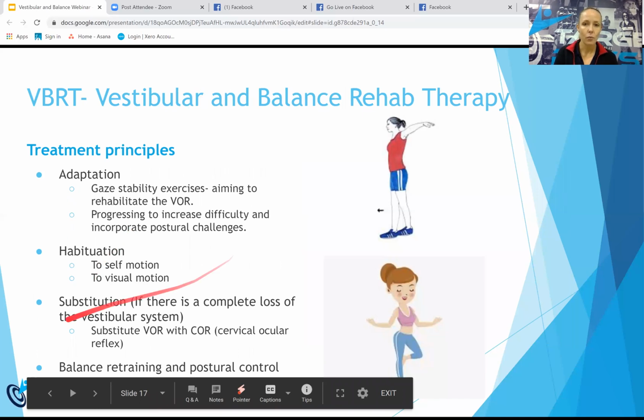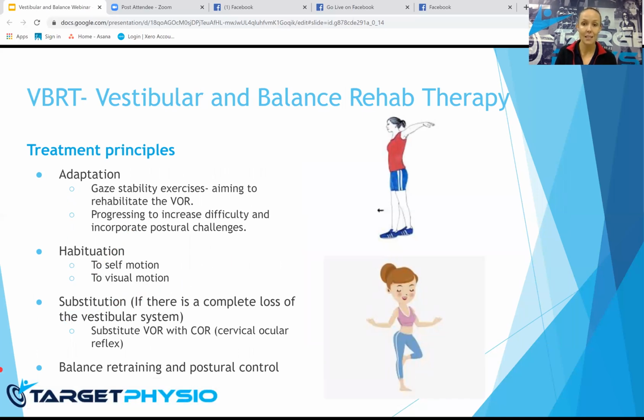Okay, so I've been talking about this a little bit, and now we've got to the slide. So the vestibular and balance rehab therapy. The basic treatment principles that I go through, depending on the condition and what you're presenting with. So adaptation is where we look at, especially when we were talking about the vestibular neuritis before, sometimes we can have symptoms that last after the neuritis has cleared up and we'll have some deficits left behind.